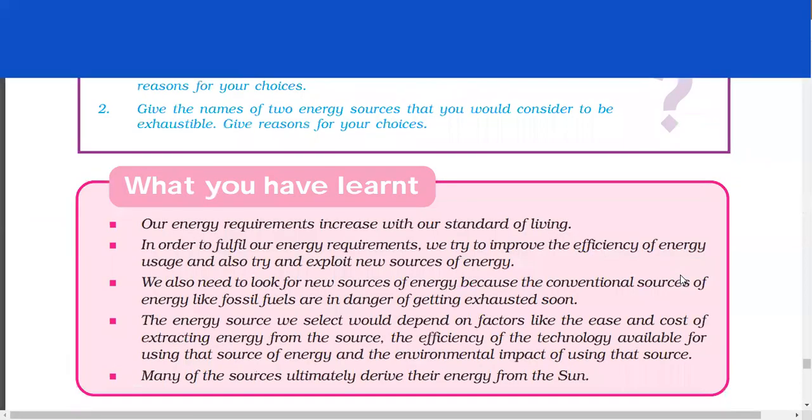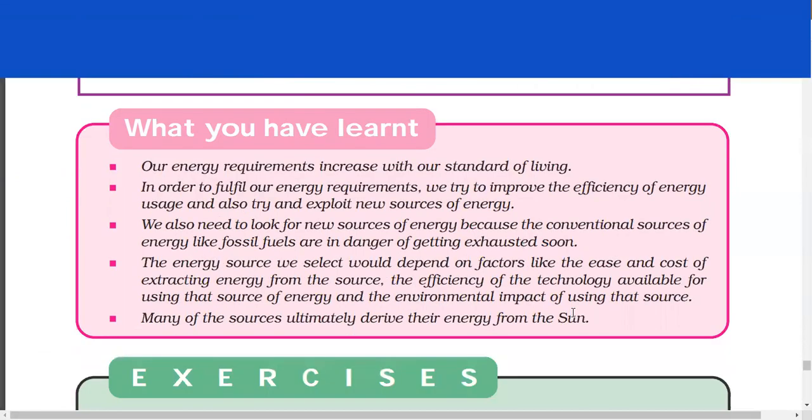What have you learned? Our energy requirements increase with our standard of living. In order to fulfill our energy requirements, we try to improve the efficiency of energy usage and also try and exploit new sources of energy. We also need to look for new sources of energy because the conventional sources of energy like fossil fuels are in danger of getting exhausted soon. The energy source we select would depend on factors like the ease and the cost of extracting energy from the source, the efficiency of the technology available for using that source of energy, and the environmental impact of using that source.